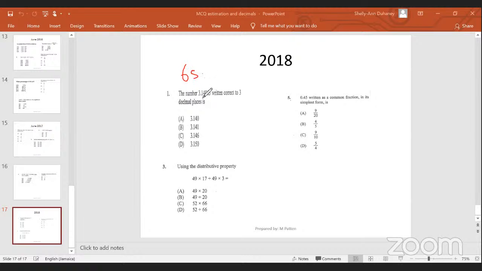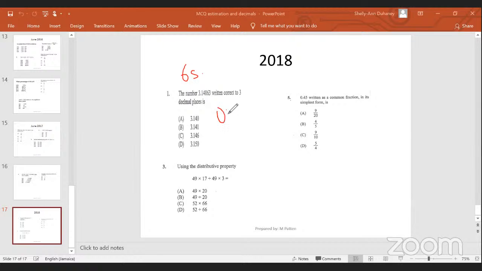Suppose I wanted to write this same number in 5 significant figures. What would it be? 3.1406. 1, 2, 3, 4, 5. Good. Suppose I wanted to write it in 4 significant figures. 3.141. What if I wanted it as 2 sig figs? 3.1. And 1 significant figure? 3.